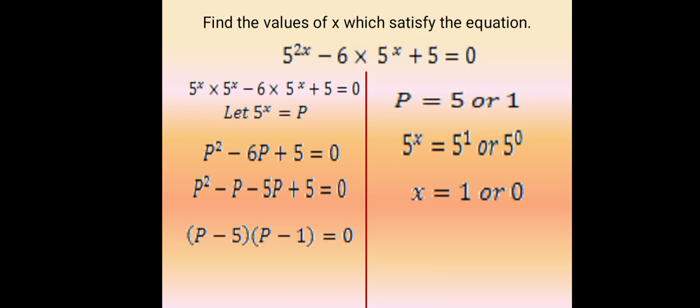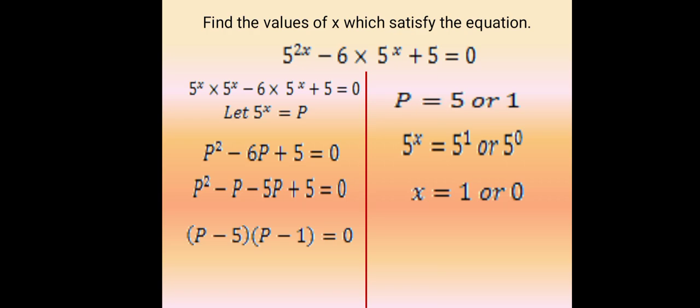Now this means we can do something. We can say let our 5^x be equal to p. So wherever we have 5^x, we put the value p. So 5^x times 5^x is the same as p squared, minus 6 multiplied by 5^x is the same as 6p, plus 5 is equal to 0. Now we have a quadratic equation.